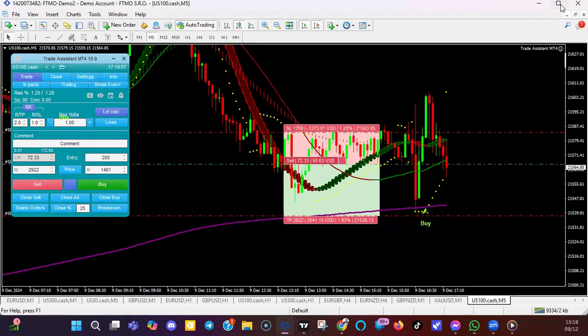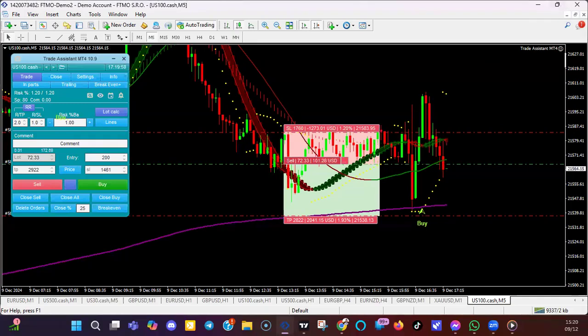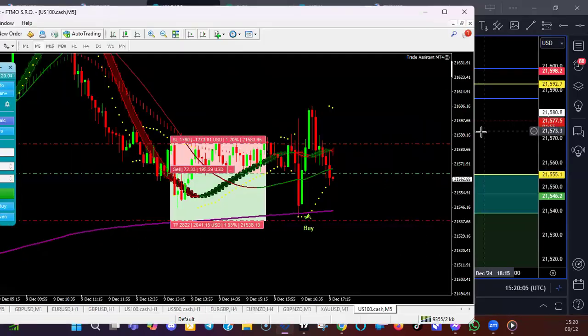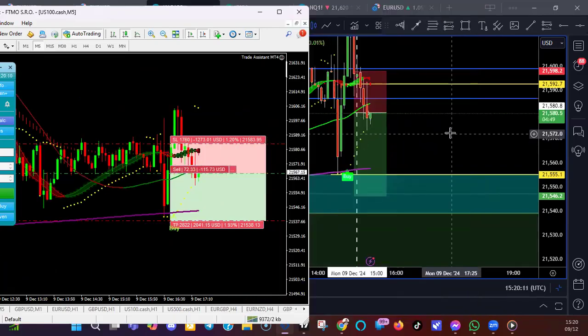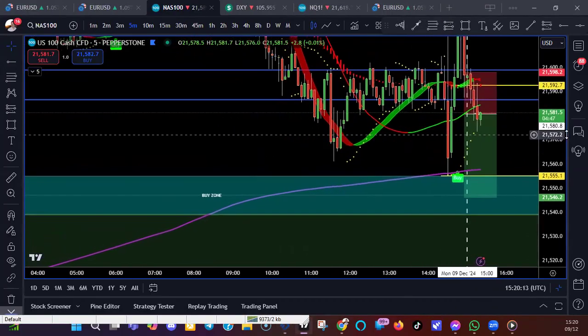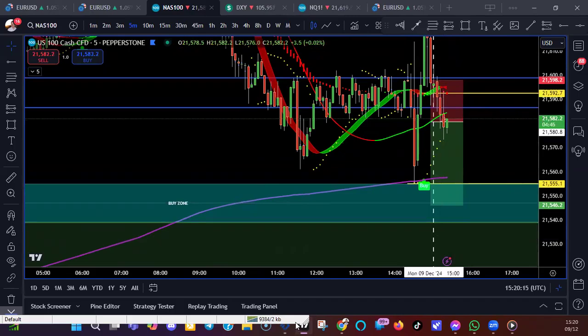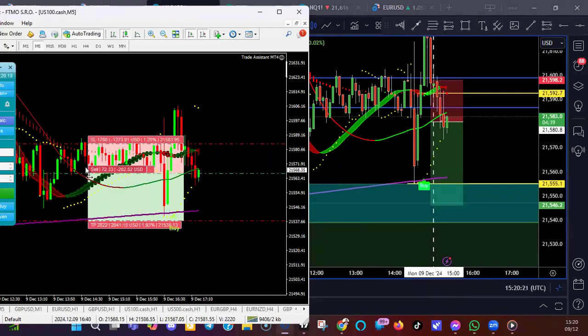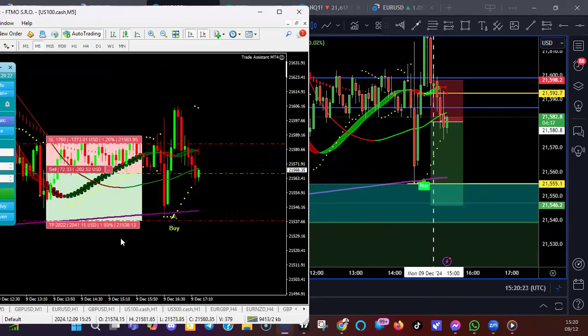In actual fact, what I can do is move that over. That's it, move that over like that. Move that one over like that, so I can see what's going on.